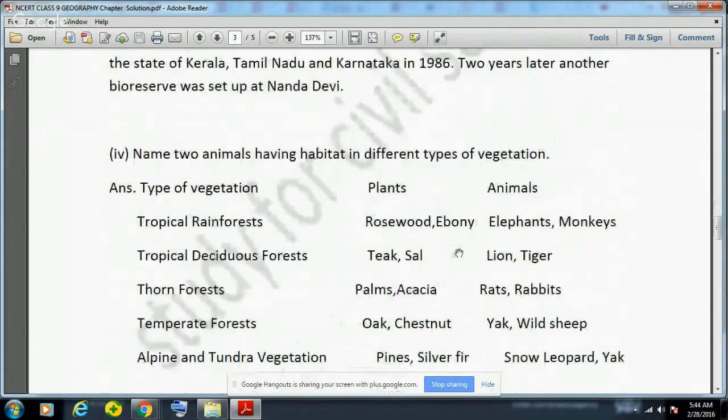Two plants or two animals having habitat in different types of vegetation. We have collected two plants and two animals from all the major types of vegetation found in India. The first major type is tropical rainforest or tropical evergreen.